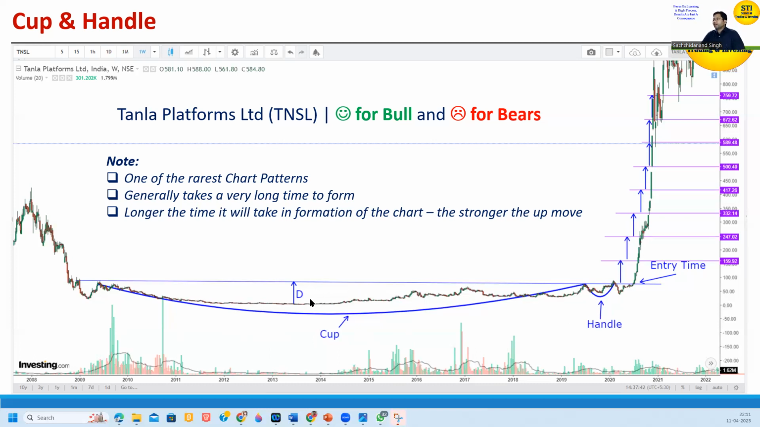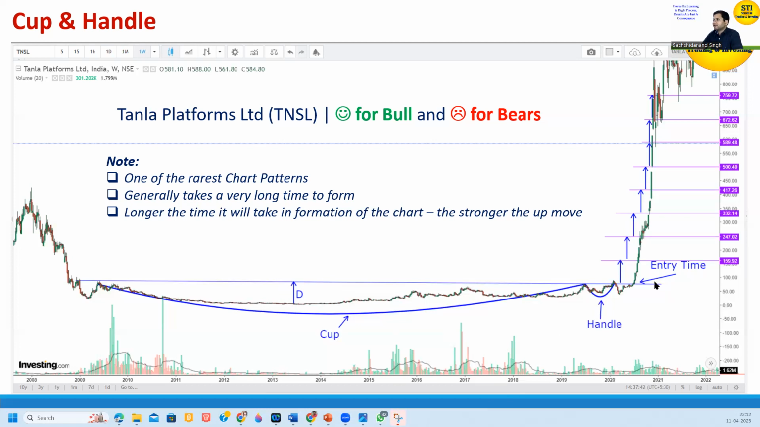And how to identify the target? That is based on this particular resistance line. Once we combine the price point where it took resistance, and in future also where it took resistance and came back, these two points make your resistance line. The bottom of this particular cup will be your starting point. Whatever the distance or price between these two points, that will be your target.